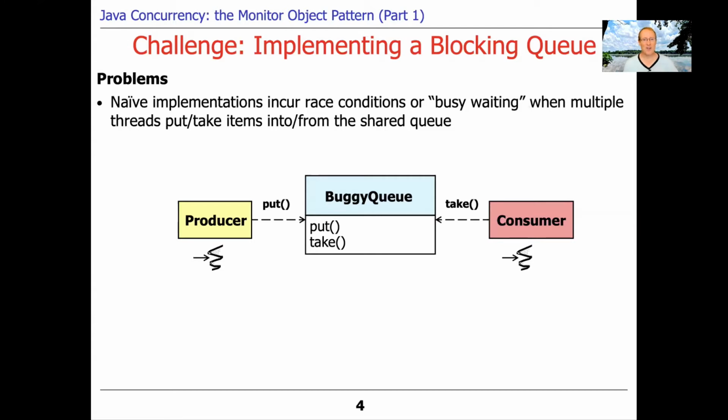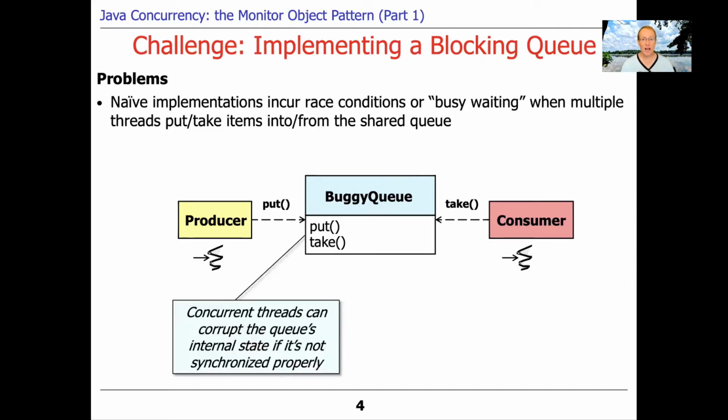Now, what's the problem? We've talked about this earlier, but to recap, if you do a naive implementation of a blocking queue, you'll have race conditions, or you'll have busy waiting when multiple threads attempt to put and take items into or from this shared queue. If you don't have any synchronization, if you just have a good old Java array list or linked list that lacks synchronization altogether, then you're going to end up with lots of corruption, because the internal state of the queue will be corrupted by having multiple threads trying to update and access its fields simultaneously, for all the reasons we've talked about over and over again. Bad news, race conditions galore.